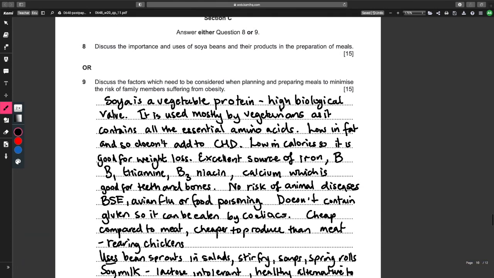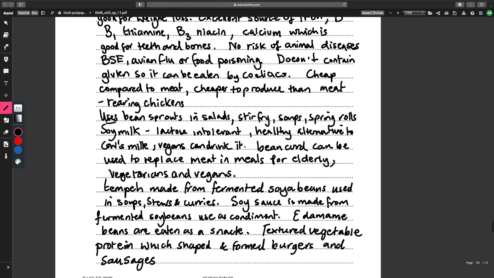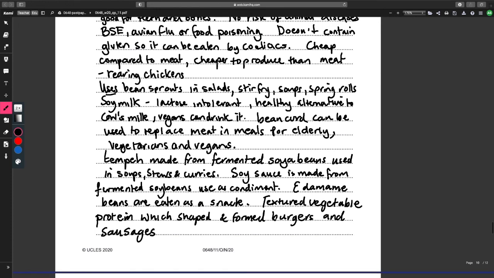We've discussed the importance and use of soybeans and their products and preparation in meals. So we've talked about here how we'd use the bean sprouts in the salads, but we can also use soy milk as a healthy alternative that vegans can drink. Bean curd can be used to replace meat in meals for elderly vegetarians. Tempeh is made from fermented soya beans and used in soups, stews and curries.